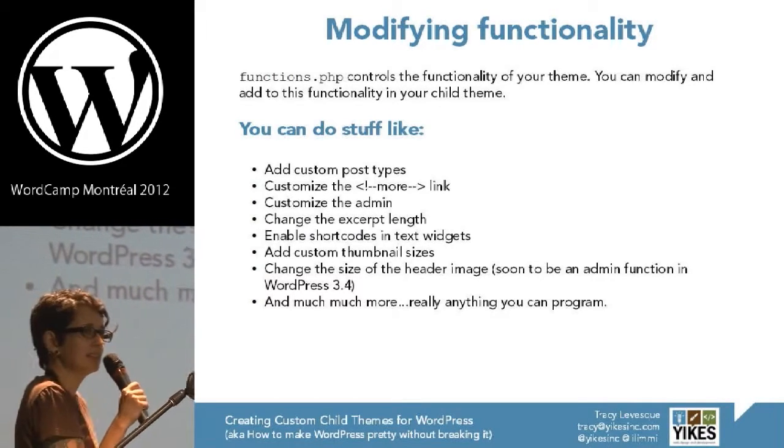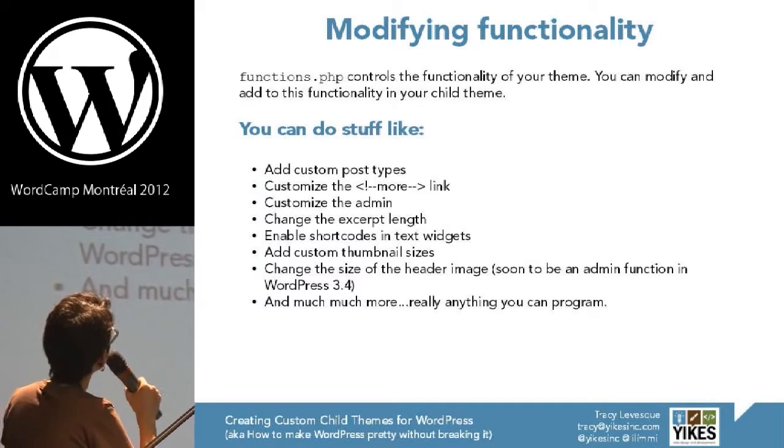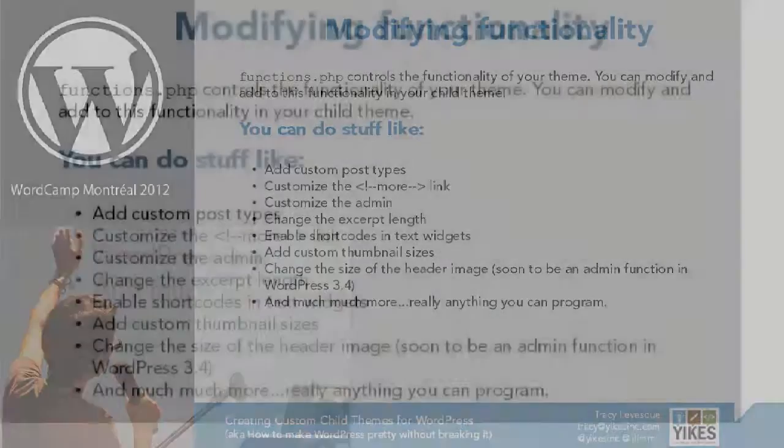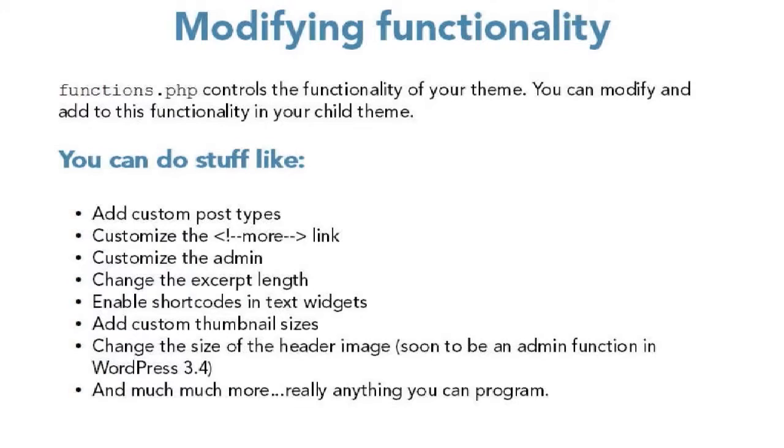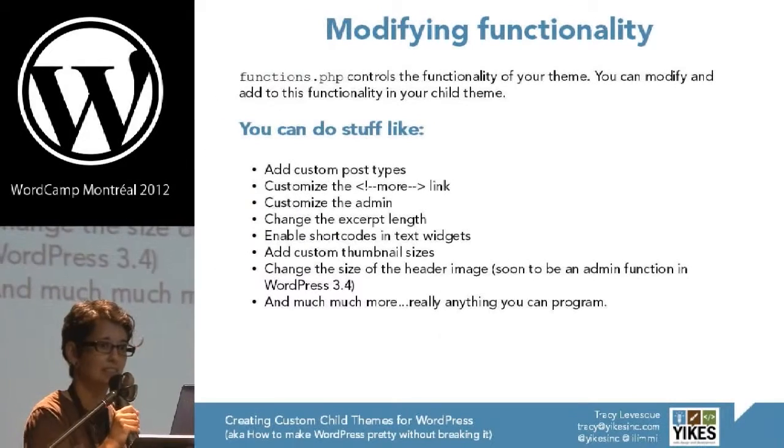So some of the things that functions.php controls are custom post types, customizing the more link, customizing the way the admin looks, changing the excerpt length, enabling shortcodes and widgets. You know, you can't use shortcodes and widgets out of the box. You can add custom thumbnail sizes. You can pretty much do a million different things.